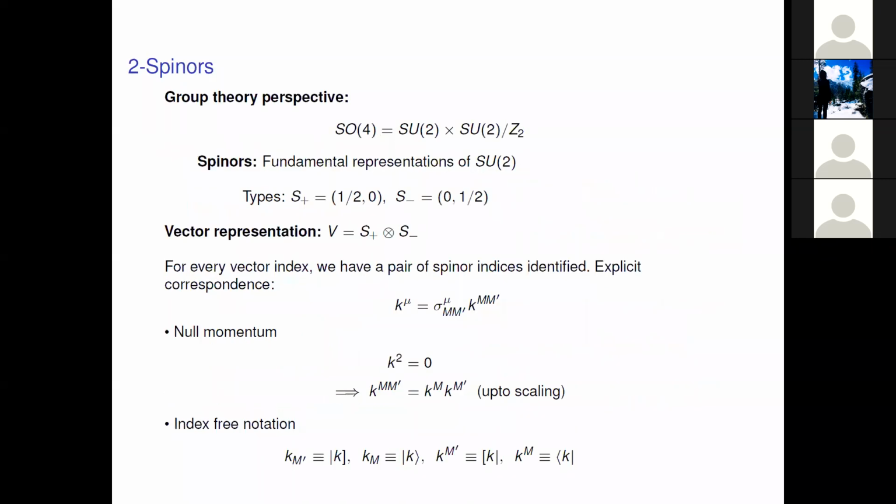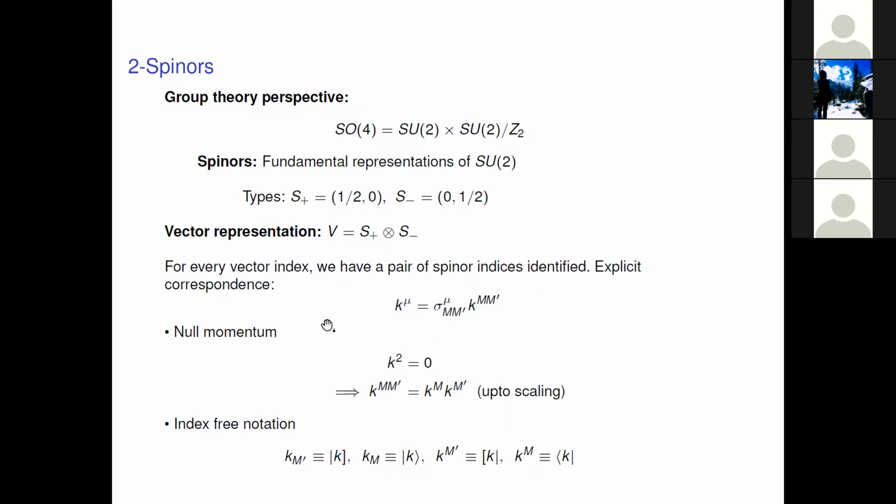Now I go into some technicalities of two-spinors. What are spinors? Spinors are fundamental representations of SU(2). There are two types, the (1/2,0) representation and the (0,1/2) representation. We call them S plus and S minus. The vector representation is given by the direct product of the two spinor representations. For every vector index, we have a pair of spinor indices identified by the relation K_{mm'} = sigma^mu_{mm'} K_mu, where sigma is a Pauli spin matrix. If we have a null momentum, where K squared equals 0, we can split this spinorial object K_{mm'} into K_m and K_{m'}, up to rescaling.